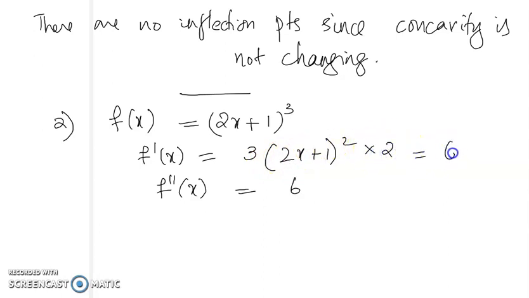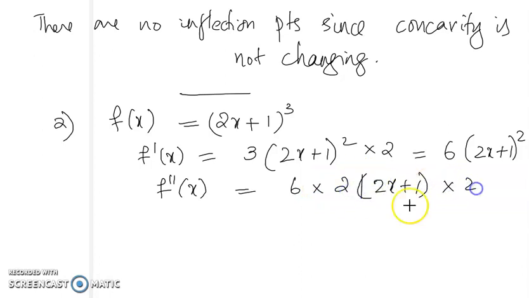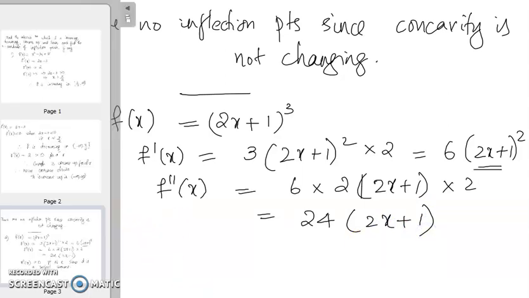that is 6 times 2x plus 1 whole square. Now here, 6 into 2 into 2x plus 1 into 2. So that is 24 times 2x plus 1. Now we will look at where the function is increasing. So f dash of x is 6 into 2x plus 1 whole square.